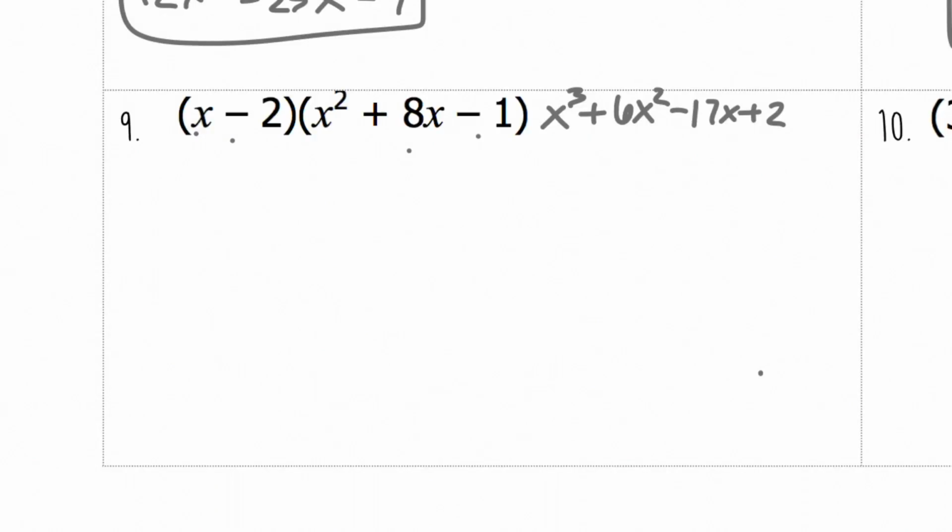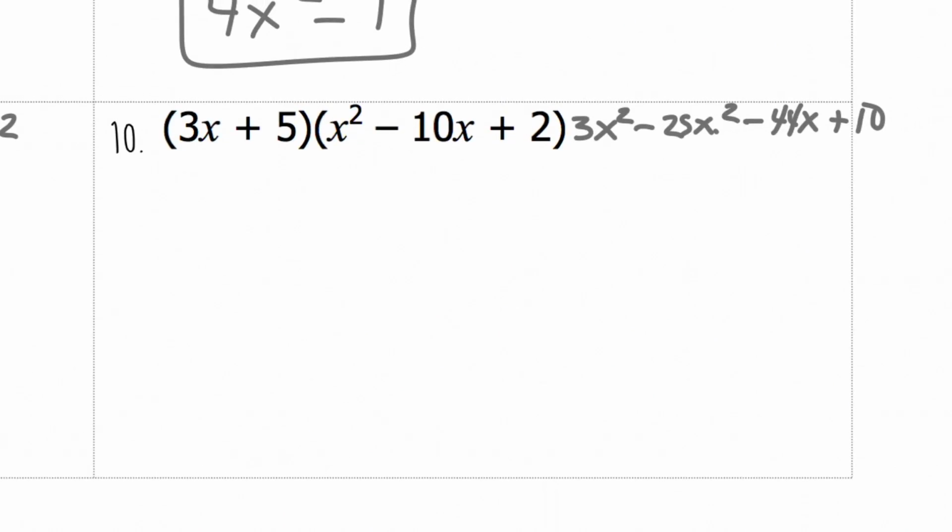So let's take a look at the answers for problem 9 and 10. For problem 9, you should have found x cubed plus 6x squared minus 17x plus 2. And for problem 10, you should have found 3x cubed minus 25x squared minus 44x plus 10. So you've got those. Great. You're done with your guided practice.